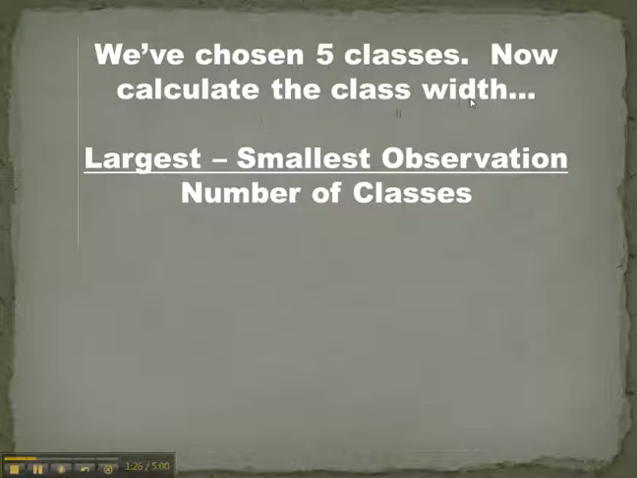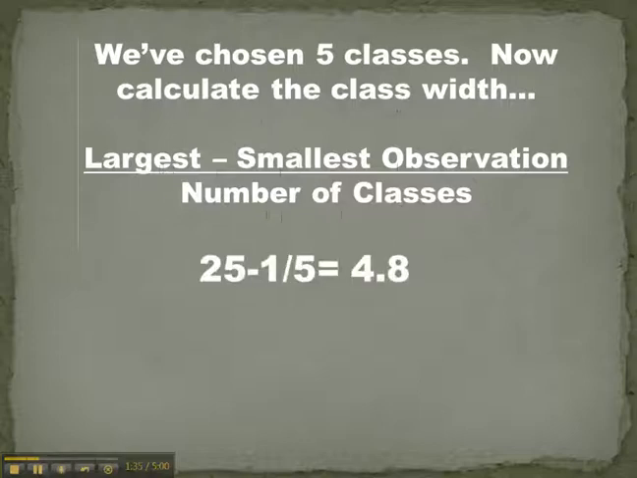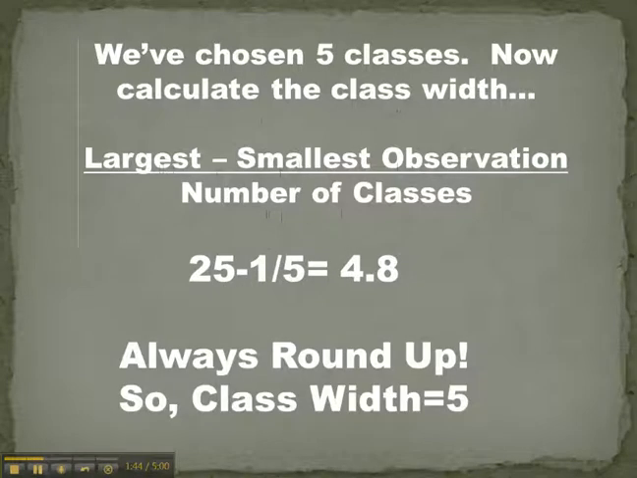Now we calculate the class width. The formula is to take the largest observation minus the smallest observation and divide it by the number of classes, which we have decided is 5. So our largest observation was 25, our smallest was 1, and we divide it by the number of classes, 5, and we get 4.8. Now the rule for setting up classes is to always round up to a whole number. So in this case, we're going to round up to 5 and our class width is 5. When we say round up, even if my answer was 4.1, I would round up to 5. So just always round up to the next whole number.